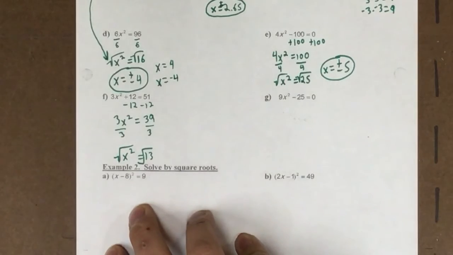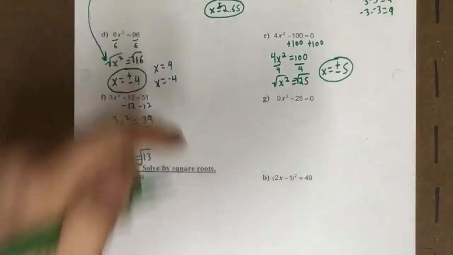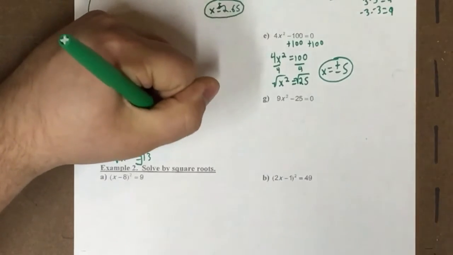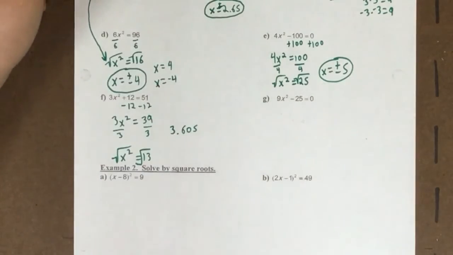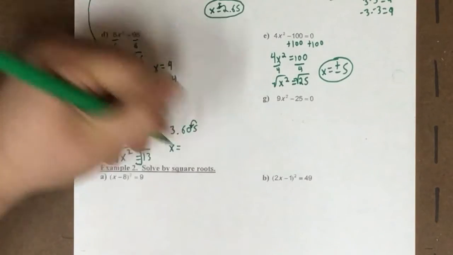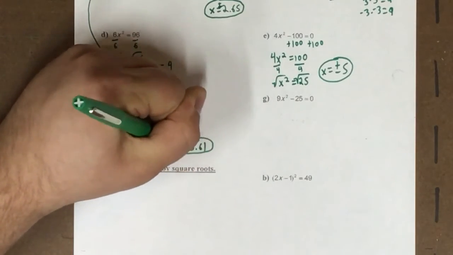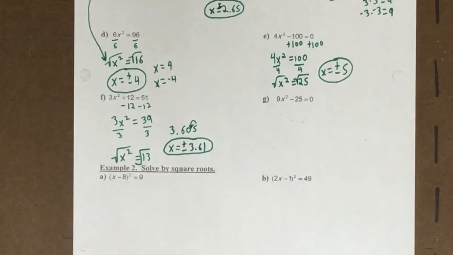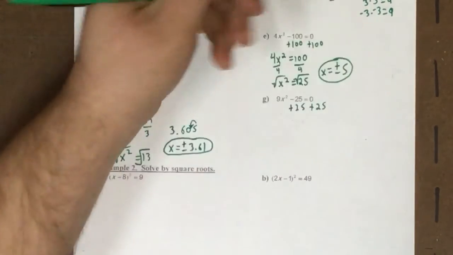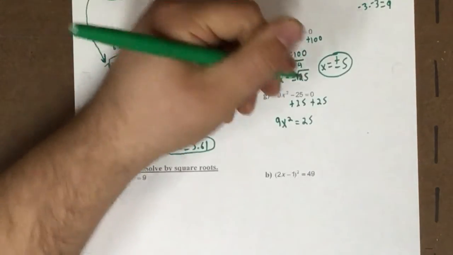I can get a decimal answer, that's fine. When I put this into my calculator, I'm getting 3.605. So I would round this up and have this be x is equal to plus or minus 3.61. This next one, add 25 to both sides. 9x squared is equal to 25.